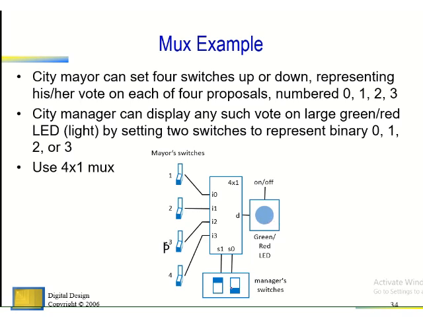So by using the manager switch, he can display the mayor's vote for proposal number 0. If it's 0 0, then his vote for proposal number 0 will be displayed on the light, and if it's, let's suppose, 1 0, then his vote for proposal number 2, which is connected to I2, will be displayed on the main light.